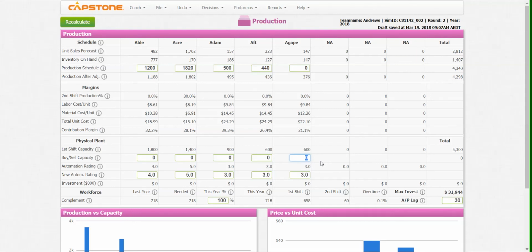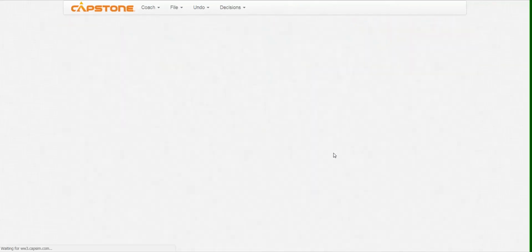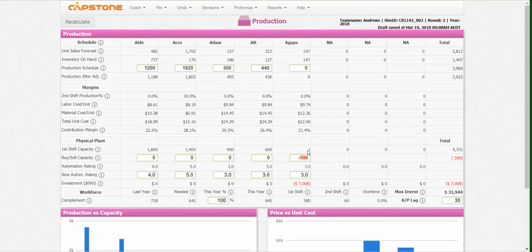So I'm going to put there minus, because I want to sell. If I wanted to buy, I'd put plus. I'll just put 5.99, but now I want to put minus 5.99 and recalculate. And that now leaves me with one there, which will allow me to get rid of all of that inventory, hopefully. And I've also sold this off.